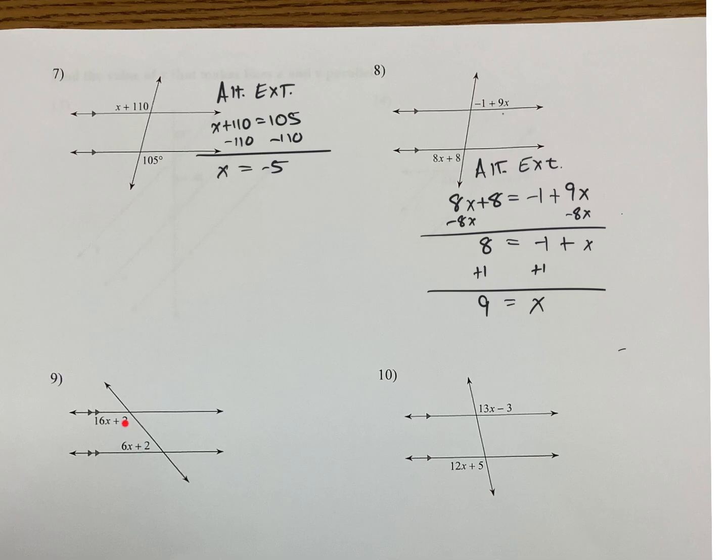Here they're on the same side of the transversal. Notice that the bottom one is acute and the top one is obtuse. So if they're different, that means you have to add them together. So 16x plus 2 plus 6x plus 2. Add them together and set them equal to 180 if they're different angles.